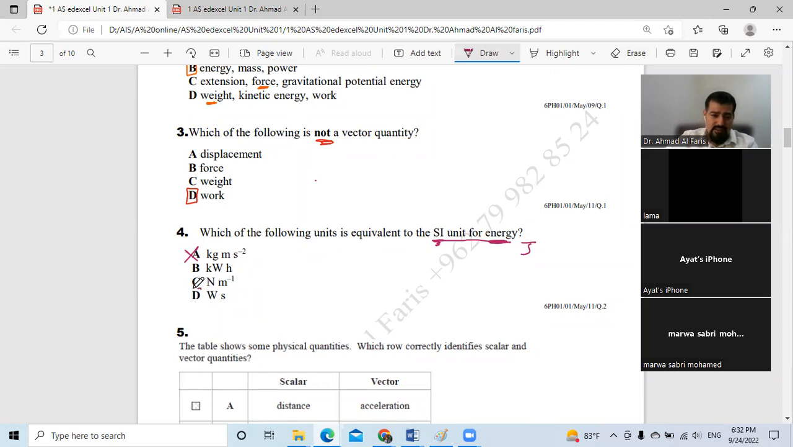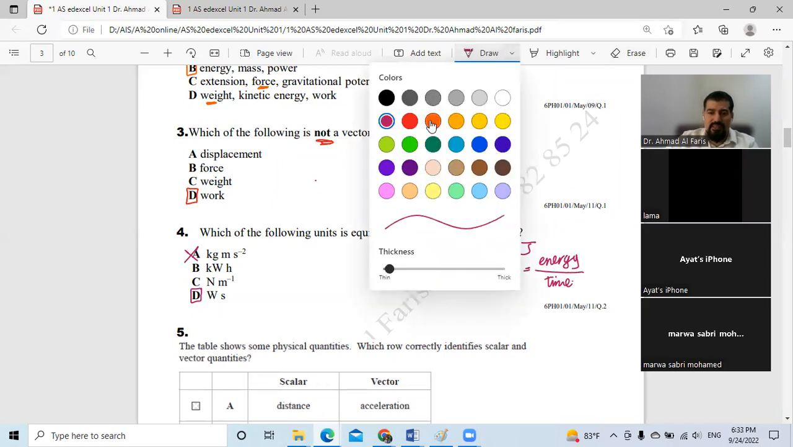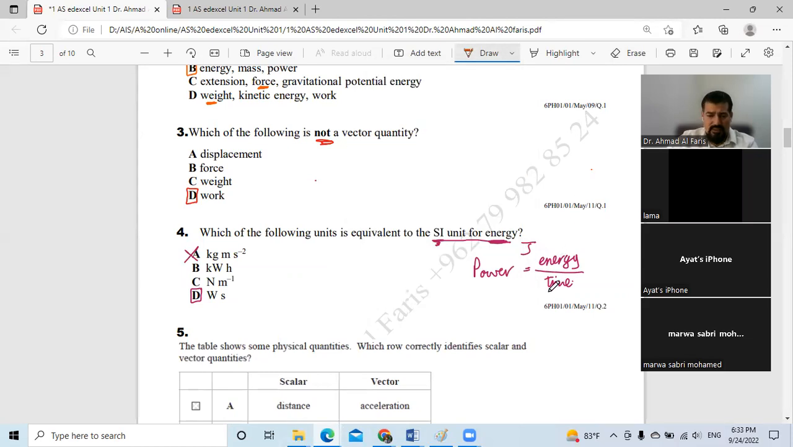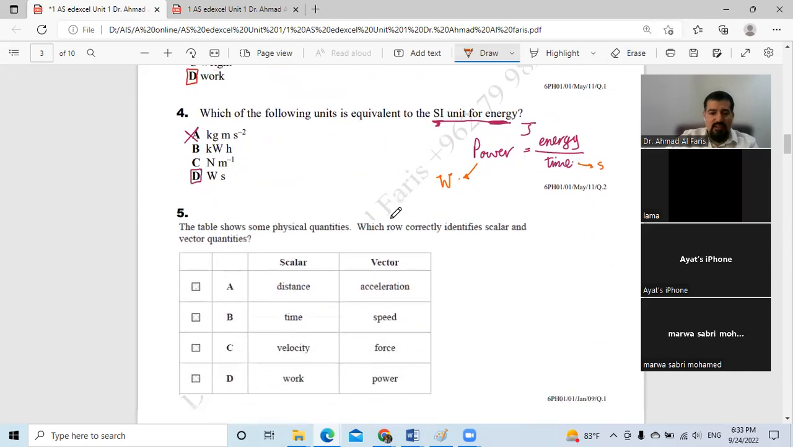The answer is watt dot second, because we know that power is what? Energy divided by time. If we do cross multiplication, that means energy is power times time, and the unit of power is watt, and the unit of time is seconds. So the correct answer here is what? Yes, it's D. Okay, let's move on.